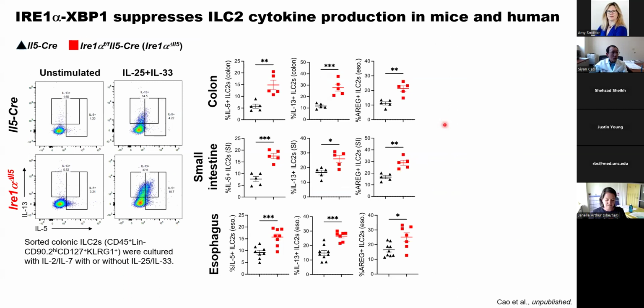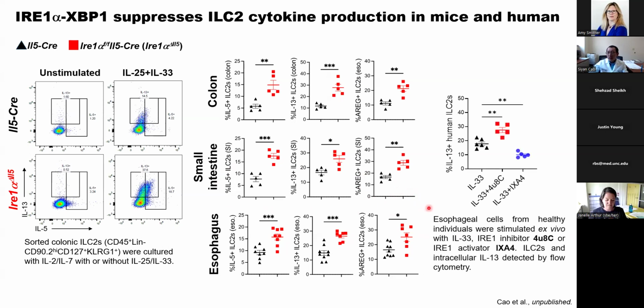Next, I looked at how those knockout mice produce cytokines upon stimulation ex vivo. I sorted ILC2s from the 3 different parts of the GI tract and stimulated them with a combination of IL-25 and IL-33, which are common cytokines we use to activate those cells. Here, by flow cytometry, you can see the ILC2s from the knockout mice express significantly higher IL-5 and IL-13, both of which are type 2 cytokines. They also express higher levels of AREG, which is an important growth factor.